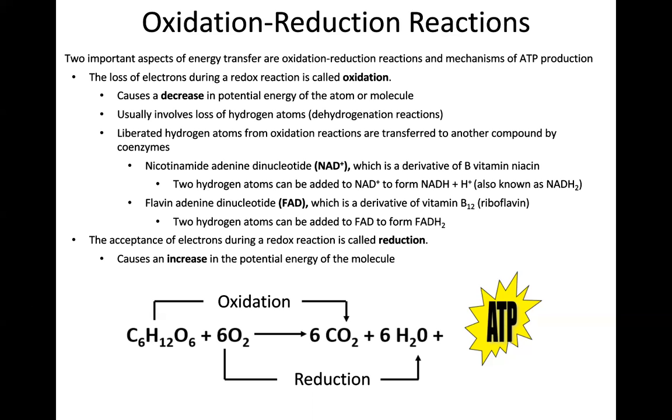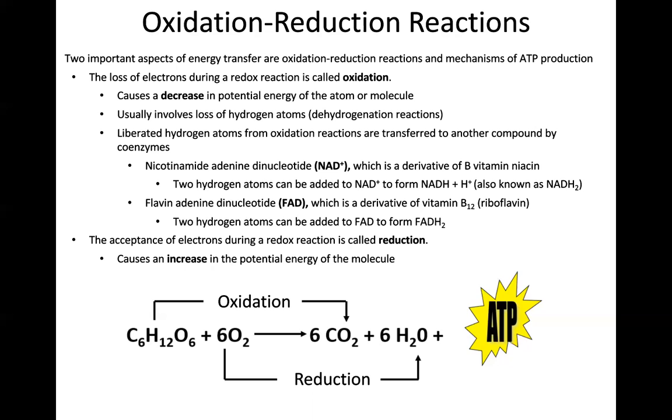Okay? Now, in order to oxidize something, we have two very important molecules known as coenzymes. Okay? These are going to allow the liberated hydrogen atoms from the oxidation reactions to be transferred to something else. They are NAD plus and FAD, short for something much more complicated. I don't ever care about you knowing their real names.